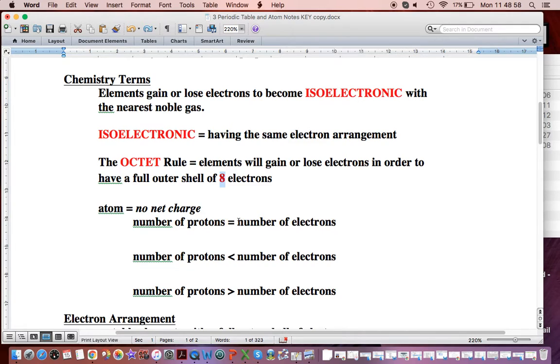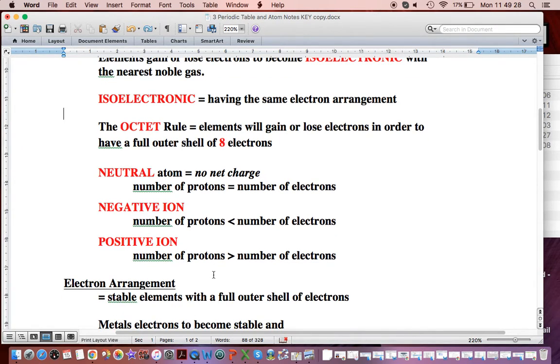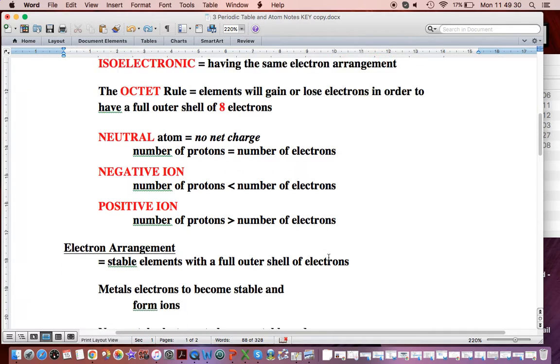Now, an atom has no net charge. That means number of protons equals the number of electrons. So that means it is a neutral atom. But if we have more electrons than protons, we get a negative ion. And if we have more protons than electrons, we get a positive ion. So nonmetals gain electrons to make negative ions, and metals like to lose electrons, and they will form positive ions. They end up by losing, it's a positive.